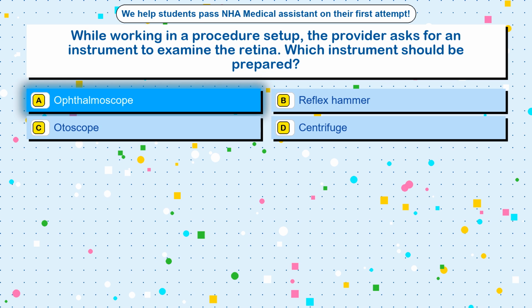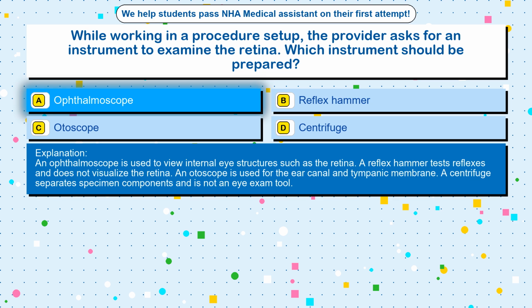Ophthalmoscope. An ophthalmoscope is used to view internal eye structures such as the retina. A reflex hammer tests reflexes and does not visualize the retina. An otoscope is used for the ear canal and tympanic membrane. A centrifuge separates specimen components and is not an eye exam tool.